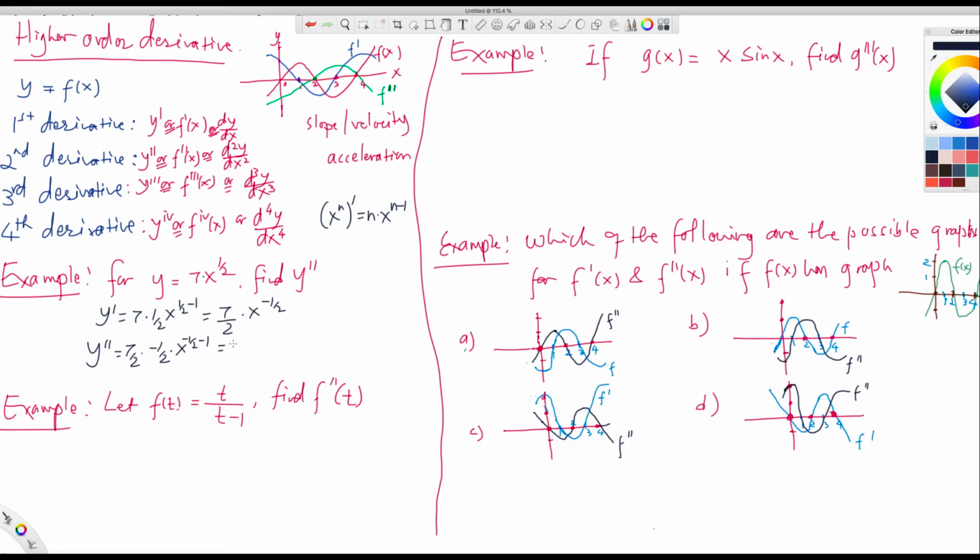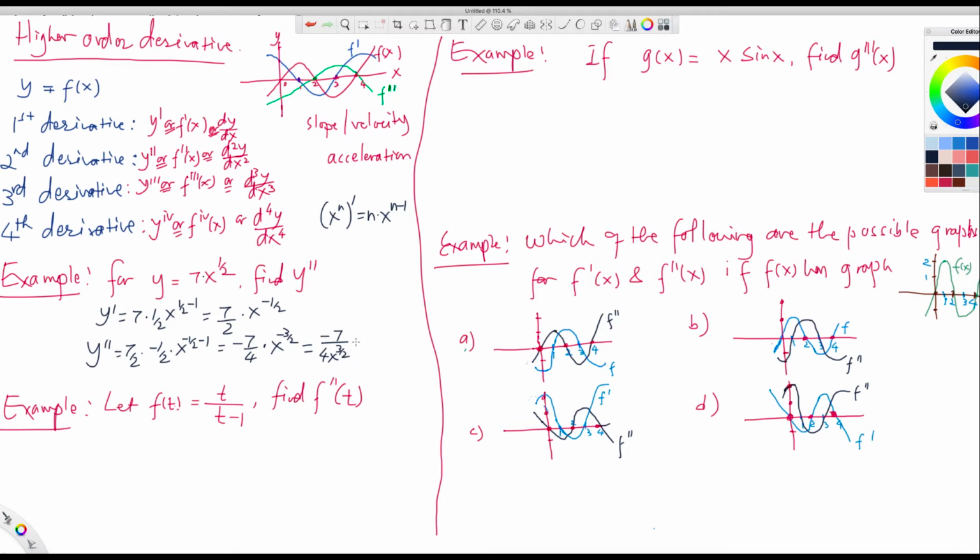That will give you negative 7 over 4. Why? Because 7/2 times negative 1/2 will be 7 times negative 1 is negative 7, 2 times 2 is 4, times x to the negative 3 halves. Now I don't want to keep the negative exponent, so what I want is negative 7 over 4 x to the positive 3 halves.